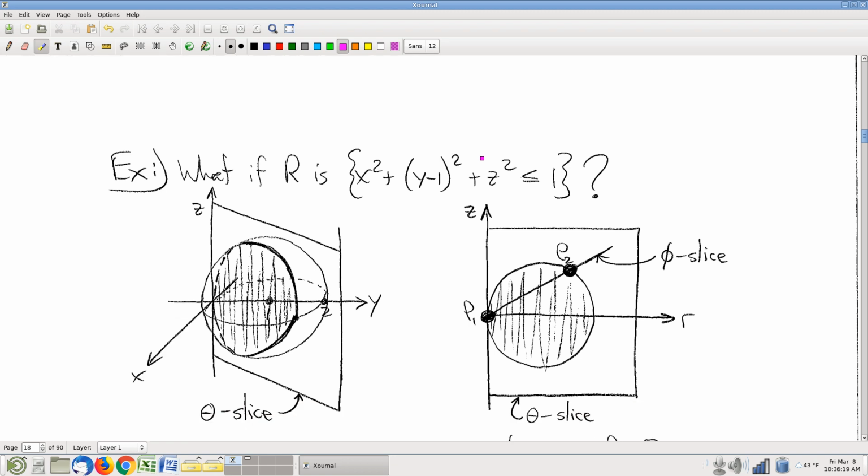Okay. So next deal. Another solid ball. This one you see is centered at 1 on the y-axis and has radius square root of 1, which is 1. And so it looks like this, a hard thing to draw. And what if this was our domain? How do we slice? As previously discussed, we always do our theta slices first. That's what a theta slice looks like.